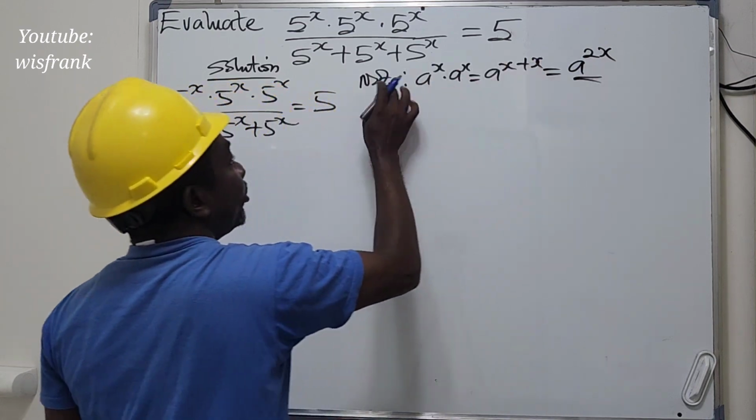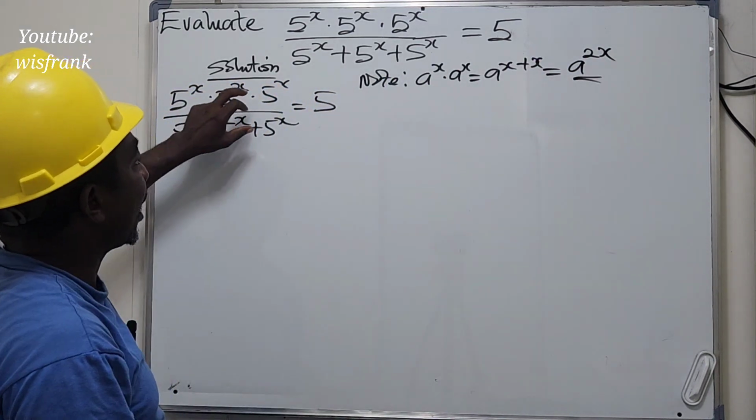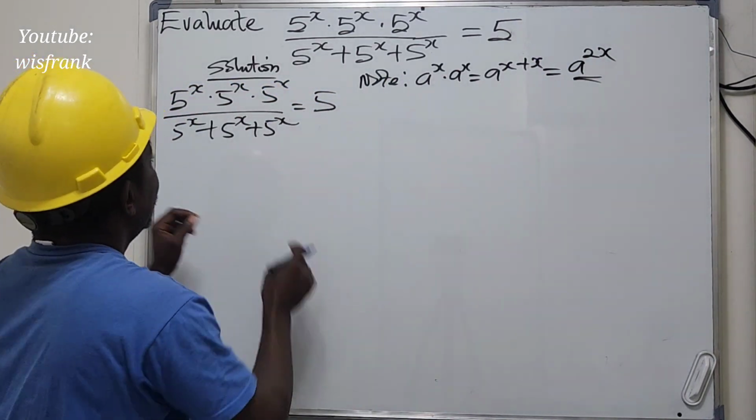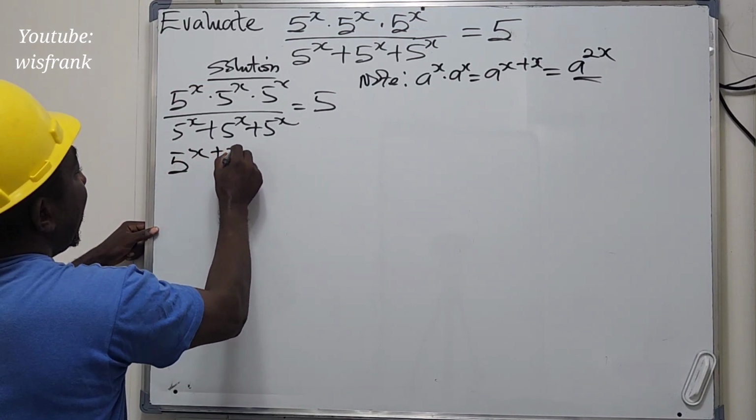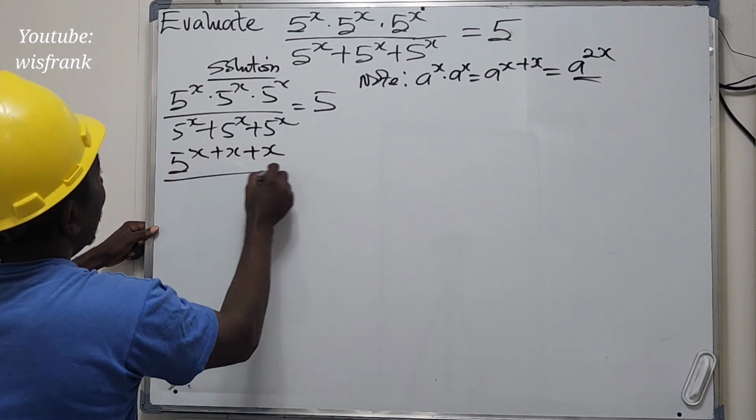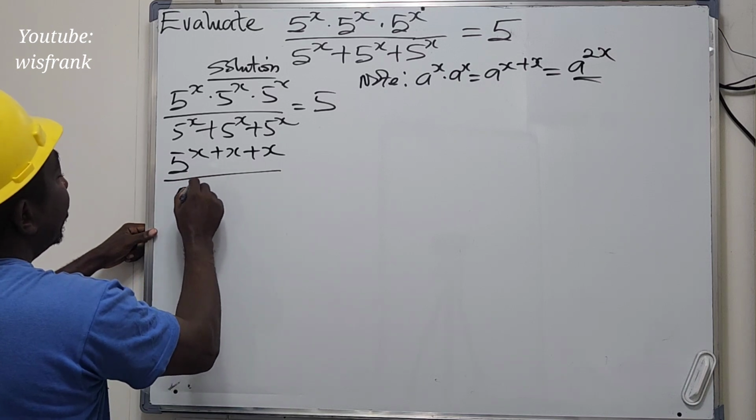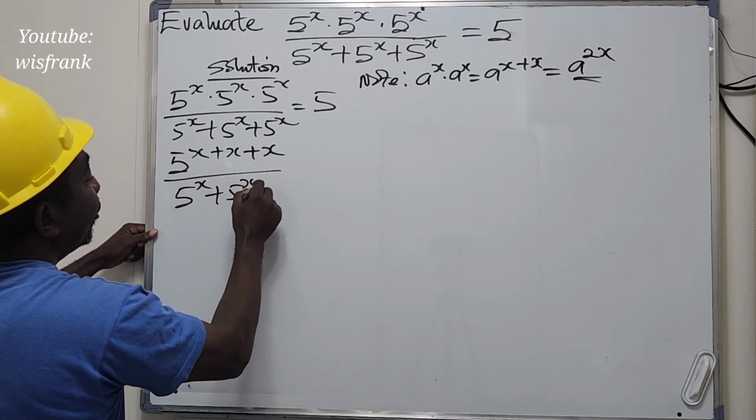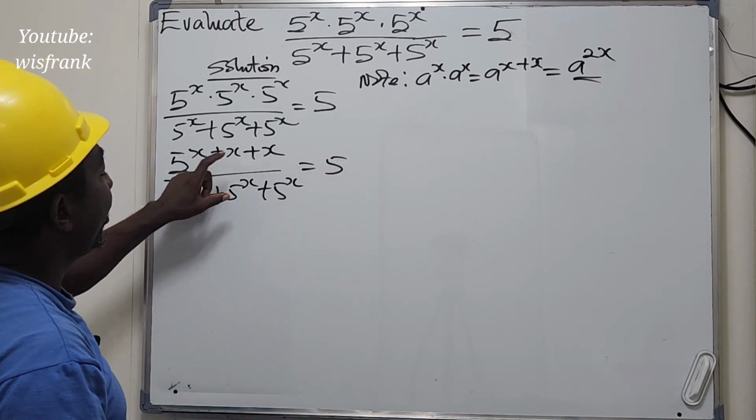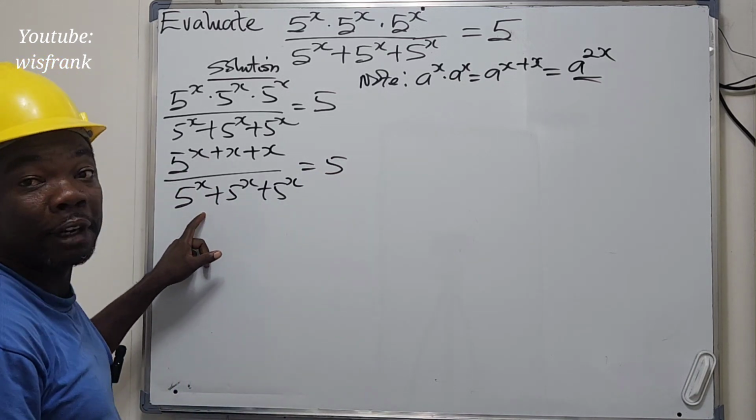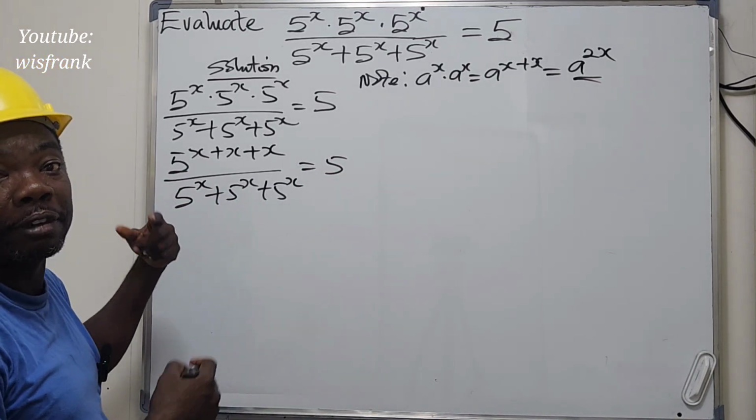So this is what it means when we have something like this. We are going to interpret this in this format. So this will become 5^(x+x+x) all over 5^x plus 5^x plus 5^x equals 5. Here we can see that we have 5^x, it's common, we can factor it out.